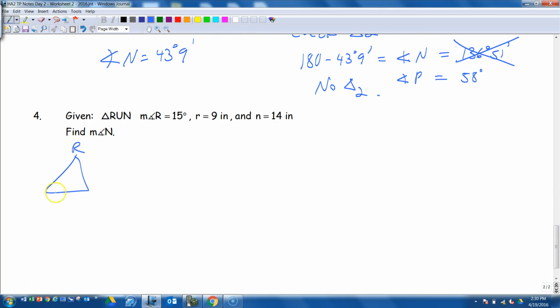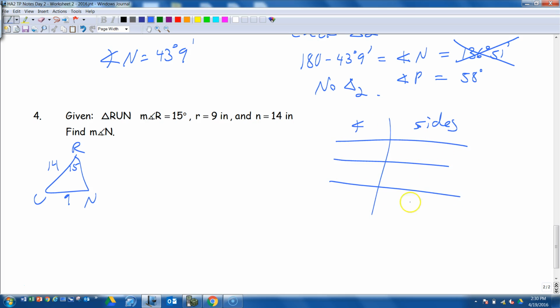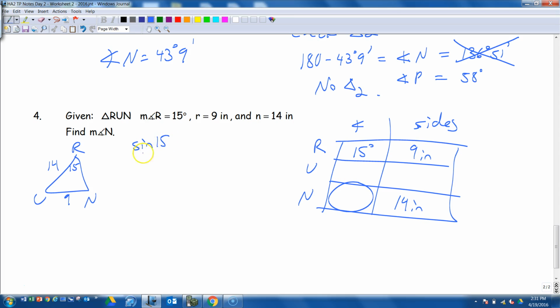Triangle RUN. Angle R is 15 degrees, side R is 9 inches, and side N is 14 inches. So I have my chart I'm making. R, U, and N. Angle 15 degrees, side 9 inches. And then we have side N is 14 inches. We need to find this angle. So we do sine of 15 over 9 equals sine of N over 14. Sine of N equals 14 times the sine of 15 all over 9.